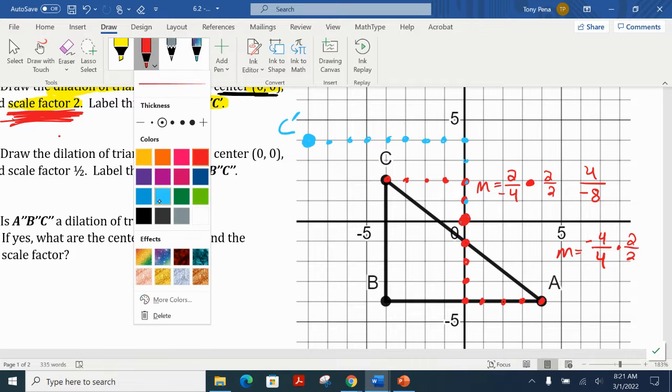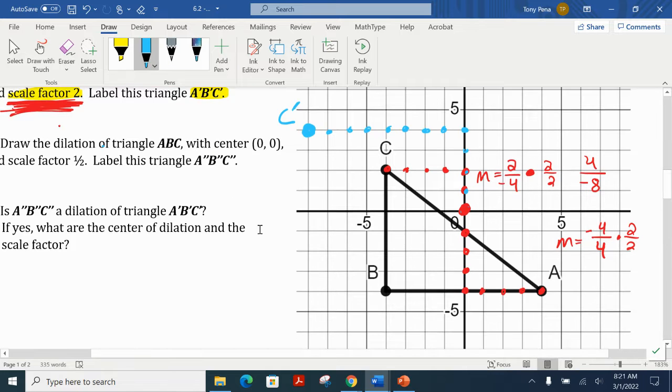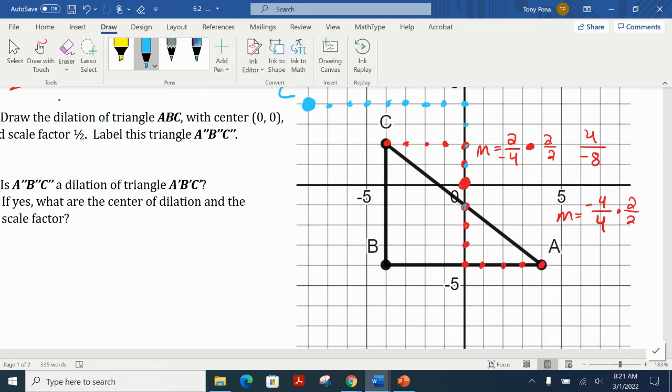So I'll do this one in the blue. So now I'm going to go 1, 2, 3, 4, 5, 6, 7, 8 down, and then 1, 2, 3, 4, 5, 6, 7, 8 to the right. This you're going to label, that's A, as A prime.